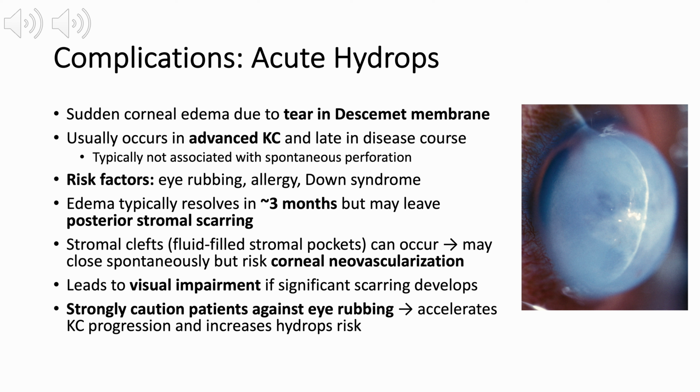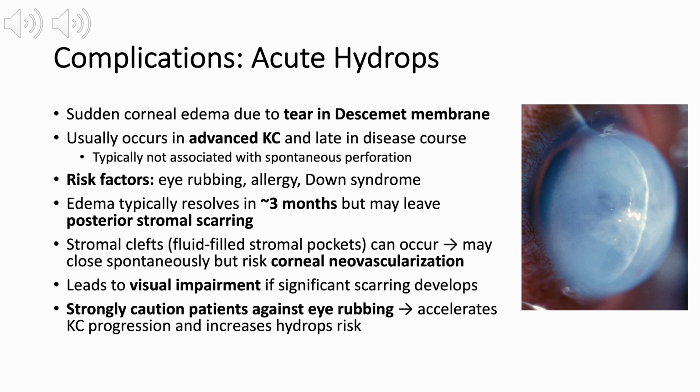Acute hydrops in keratoconus refers to the sudden development of corneal edema caused by a tear in Descemet's membrane. This typically occurs in advanced keratoconus and usually later in the disease course. Importantly, it is not associated with spontaneous perforation. Several risk factors predispose patients to hydrops, including eye rubbing, allergic disease, and Down syndrome.